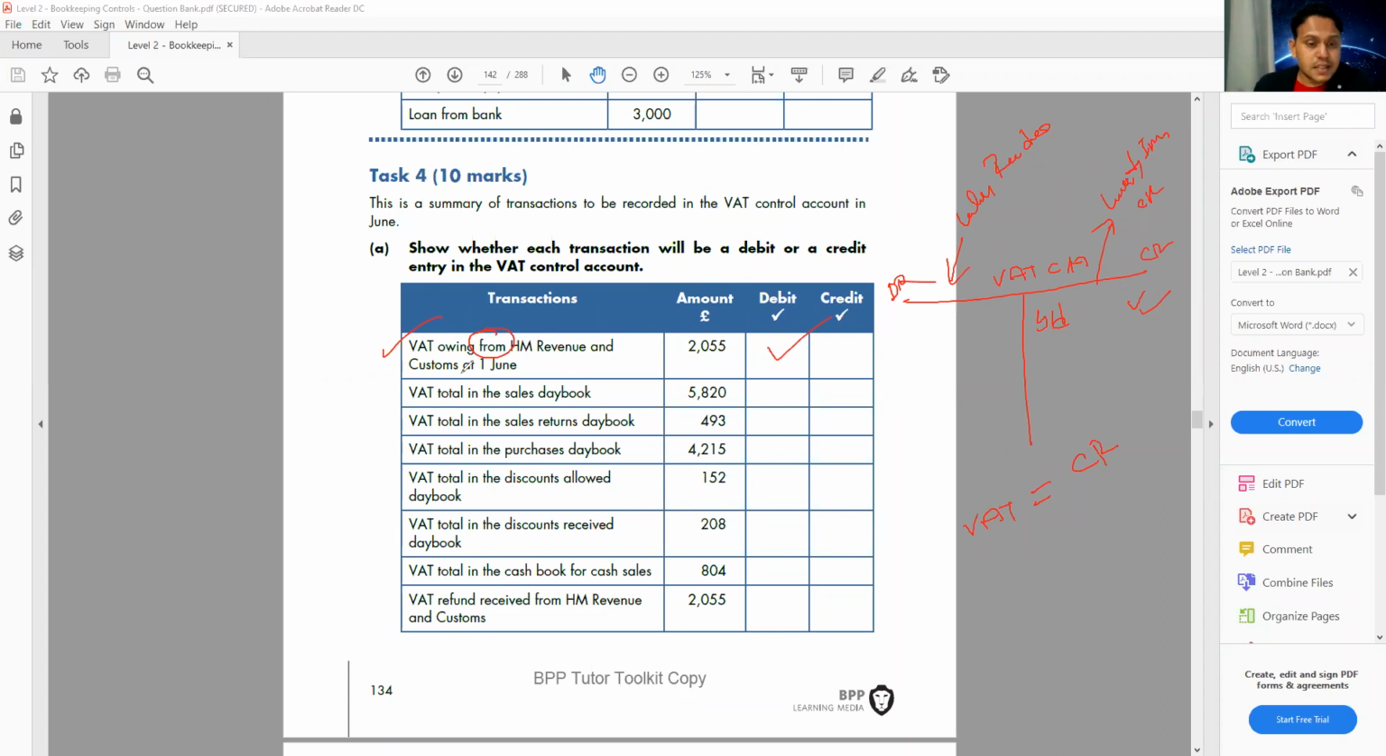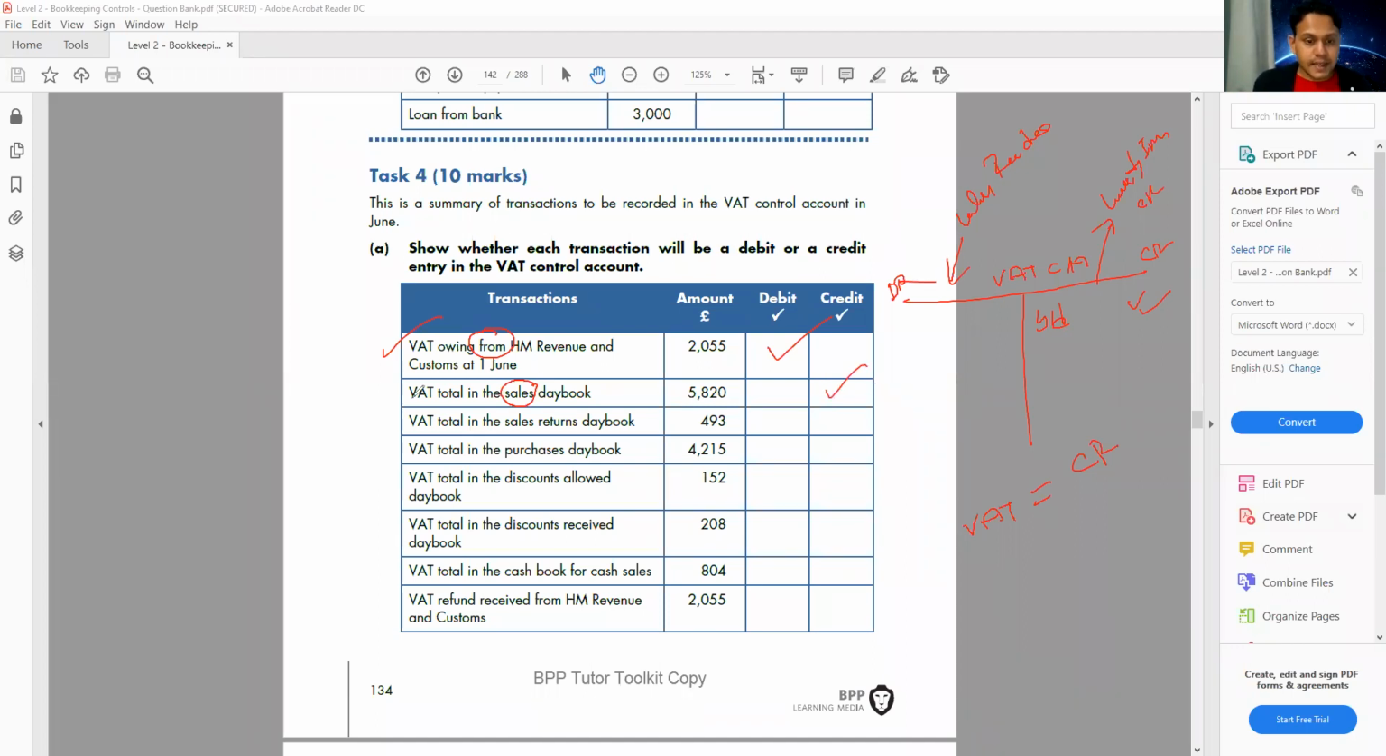The next one says VAT total in the sales table. As soon as I make a sale, it doesn't matter if it is a cash sale or credit sale, I have to pay the VAT to HMRC. HMRC says as long as you sell anything, you have to pay the VAT, whether it is a cash sale or credit sale. As soon as you make the sale, you have to pay it. So that will create my liability. If it creates my liability, that's my credit.